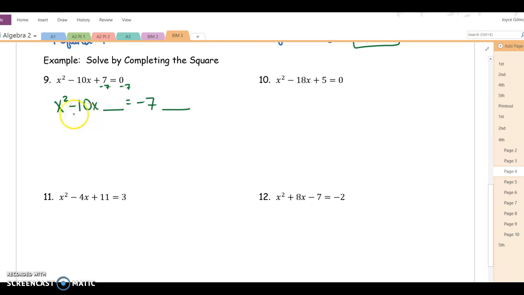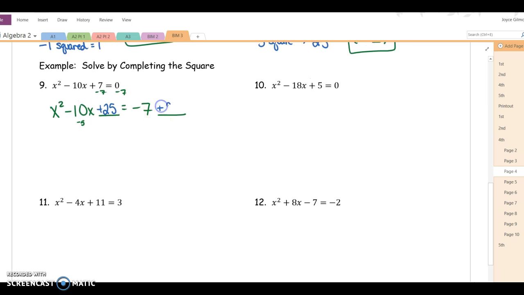So, just like we did above, half of negative 10, or negative 10 divided by 2, is negative 5. Negative 5 squared is positive 25. Now here's the catch. You can't just add something to one side of an equation. If you add 25 to the left side, you also have to add 25 to the right side. As long as you add the same thing to both sides of the equation, this equation is still valid.